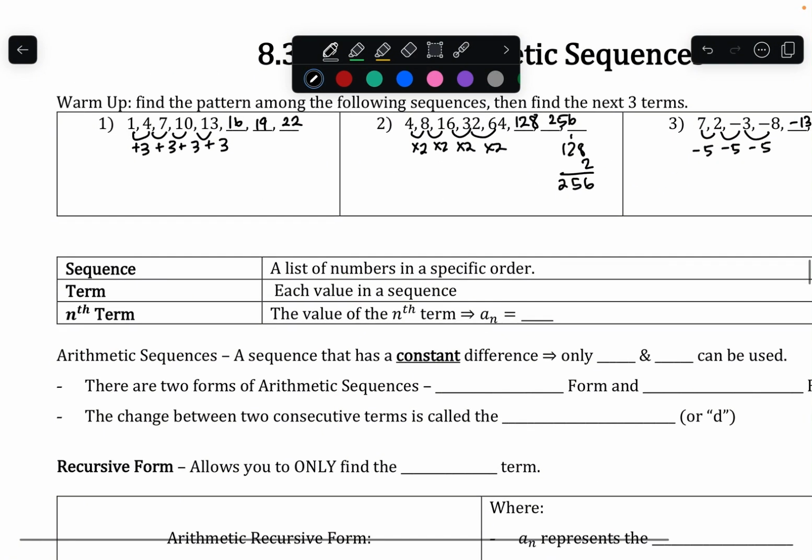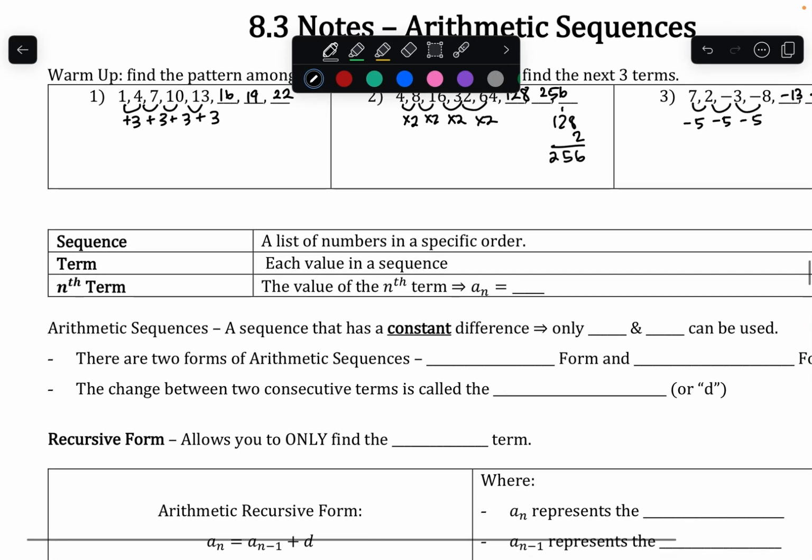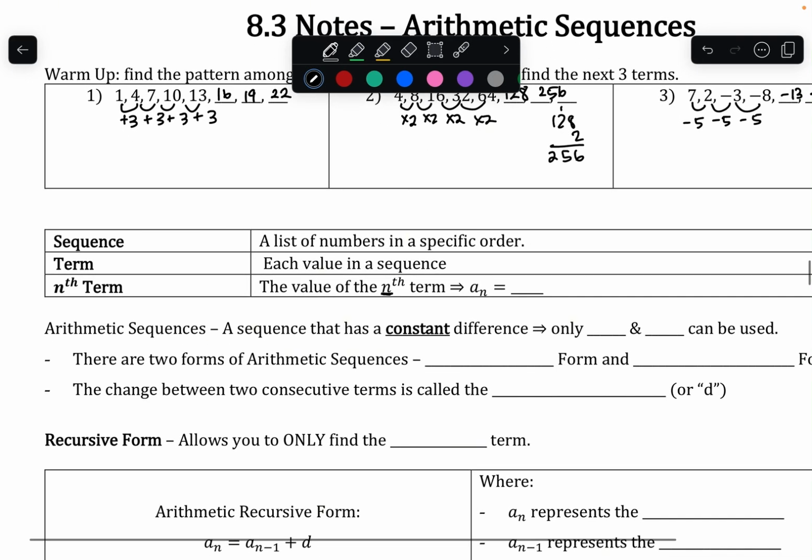Okay, and so when we're talking about a sequence, we're always looking for some nth term, and that term is denoted by a sub n. When you're trying to find a term, if I want a sub 2, I'm looking for the second term. If you see a sub 100, I'm looking for the 100th term.